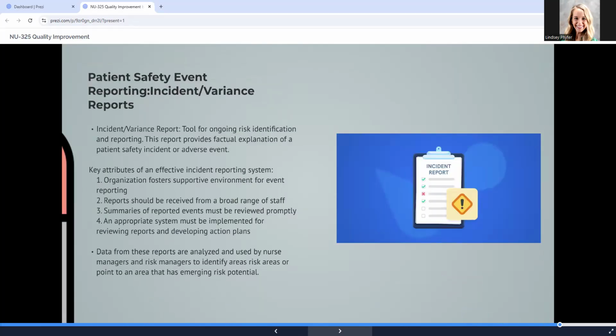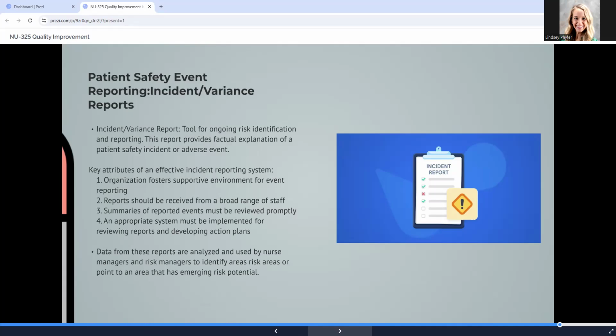So let's talk a little bit more about how we report those patient safety events. Most often it's done through an incident or variance report. So this is going to be something that wasn't necessarily a sentinel event. Maybe it didn't cause permanent harm or death to a patient, but it was something that could have potentially caused harm. And so even incidences like that need to be reported. An incident or variance report is a tool for ongoing risk identification and reporting, and this report provides a factual explanation of a patient safety incident or adverse event.